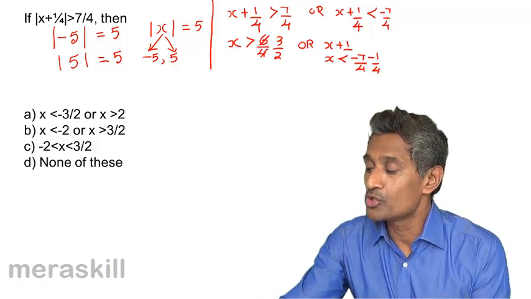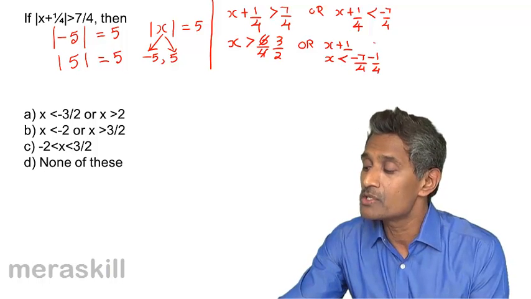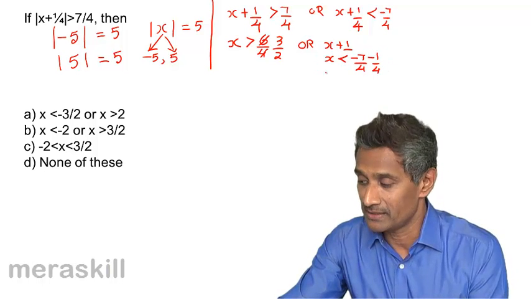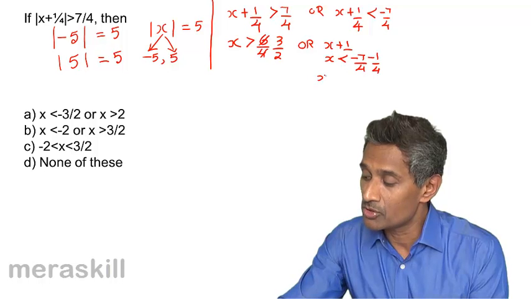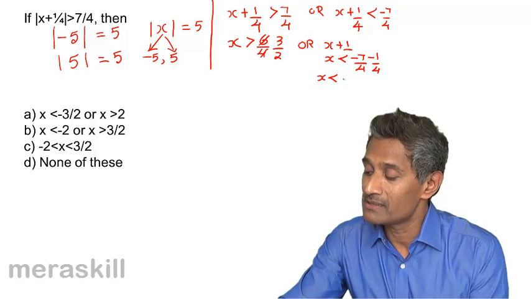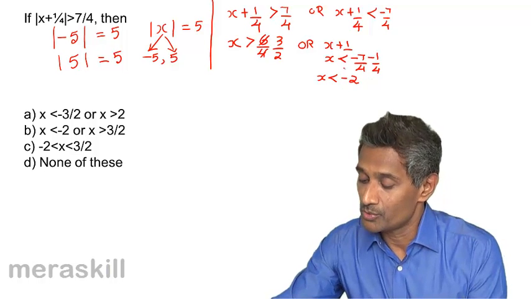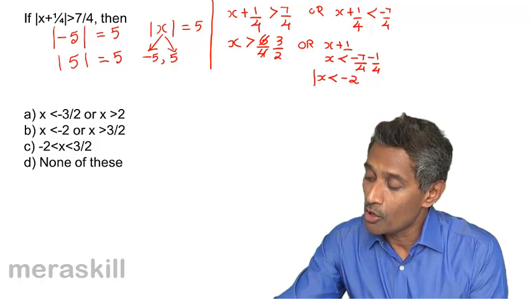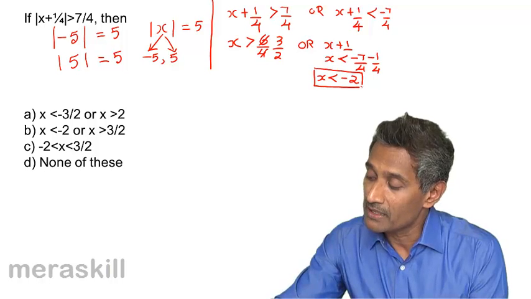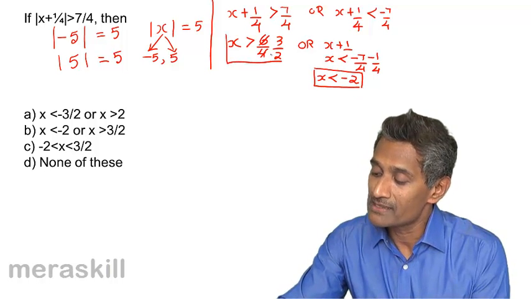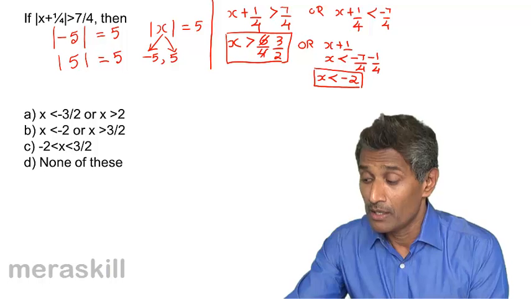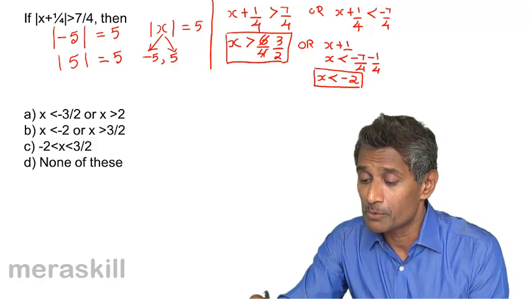Again, there is no change at this stage because we are just subtracting the same number. Now this turns out to be x less than -8/4, that is, we have -2. So we have a possibility of either x being less than -2 or x being greater than 3/2. Let's check whether it's valid or not.